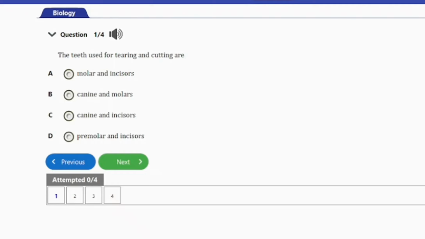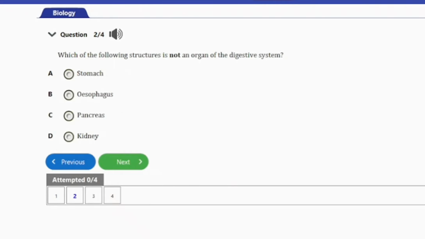Let's go ahead and consider the next question, guys. That's question number 2 here. It says, which of the following structures is not an organ of the digestive system? We have A. Stomach, B. Esophagus, C. Pancreas, D. Kidney. So guys, kidney does not play a role in digestion, and as such, it's not a part of the digestive system. The stomach, the esophagus, and the pancreas are actually parts of the digestive system, but not the kidney.